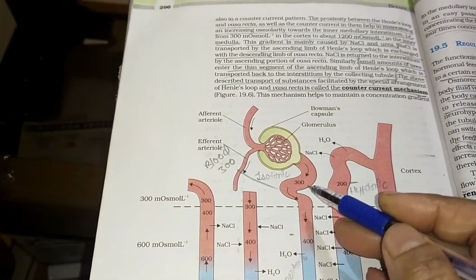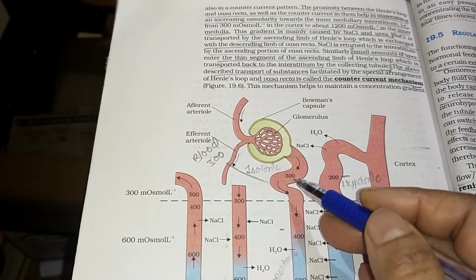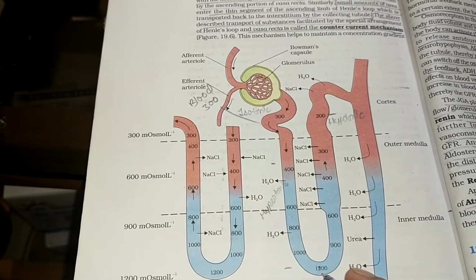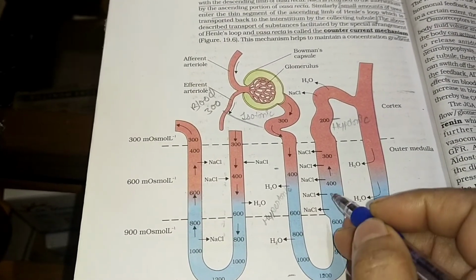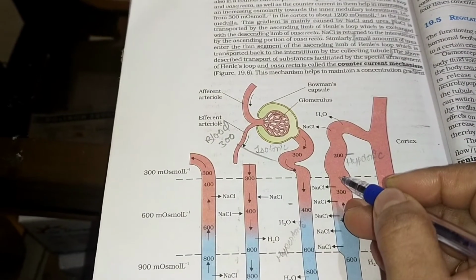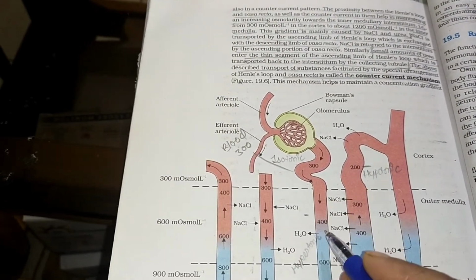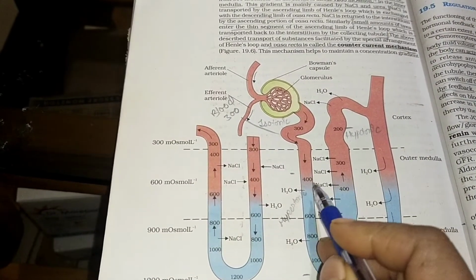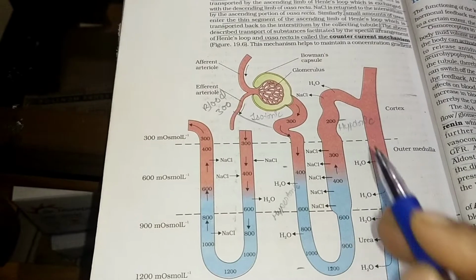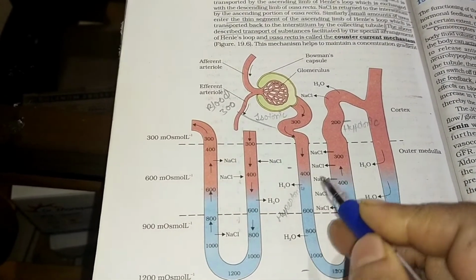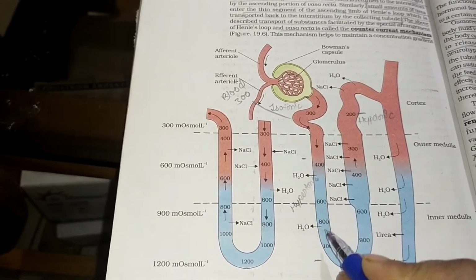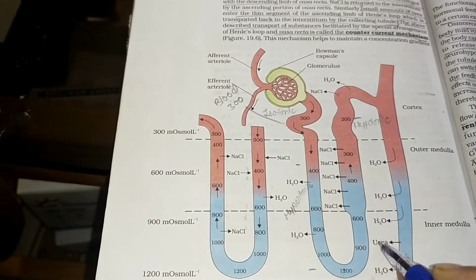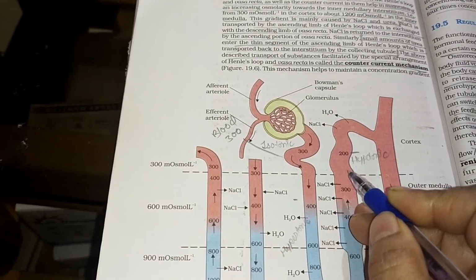So 300 osmoles per liter is increasing to 1200. And in the ascending limb of Henle's loop, electrolytes are permeable, but water is not permeable. So definitely electrolytes and essential salts are coming out and water is retained here, so it is diluted. Here, water was coming out, so it became concentrated. But here, water is not coming out but electrolytes are coming out. Definitely the filtrate will become diluted here.